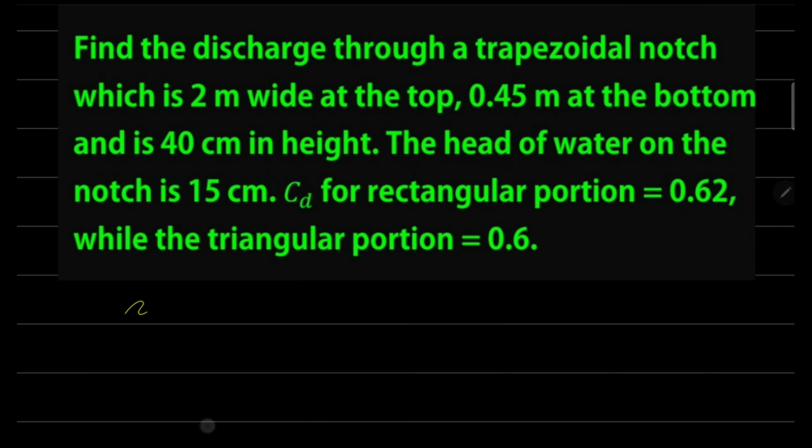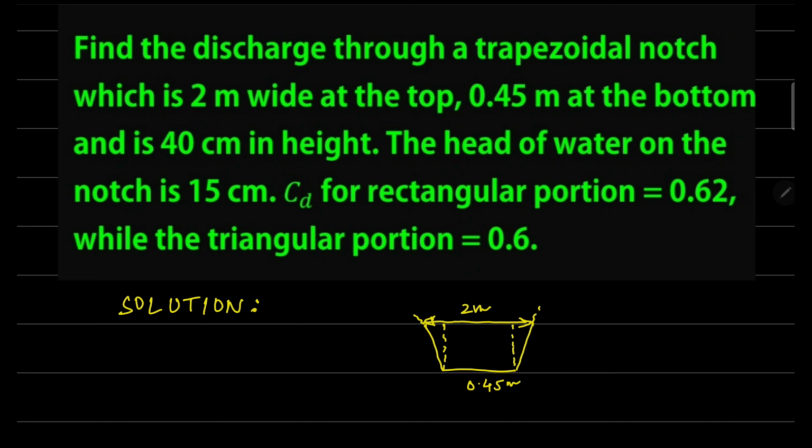So we are very much aware that any trapezoidal weir is a combination of the rectangular weir as well as the triangular weir. In order to figure out the dimensions of this particular trapezoidal notch, it is given to us that it is 2 meter wide at the top, so this is 2 meter wide. Now 0.45 meter at the bottom, so this is 0.45 meter, and 40 centimeter in height, so this is 0.4 meter.